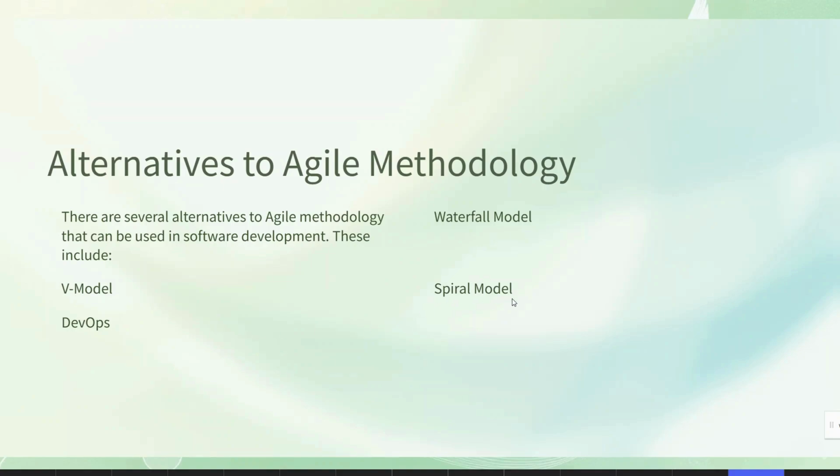Then we have the Spiral model. Actually, a Spiral model is a risk-driven model that combines elements of iterative development with a focus on risk management. Okay. Then in the last we have DevOps. So DevOps is actually a methodology that focuses on automation and integration between development and operations to improve software delivery with speed and the best quality.